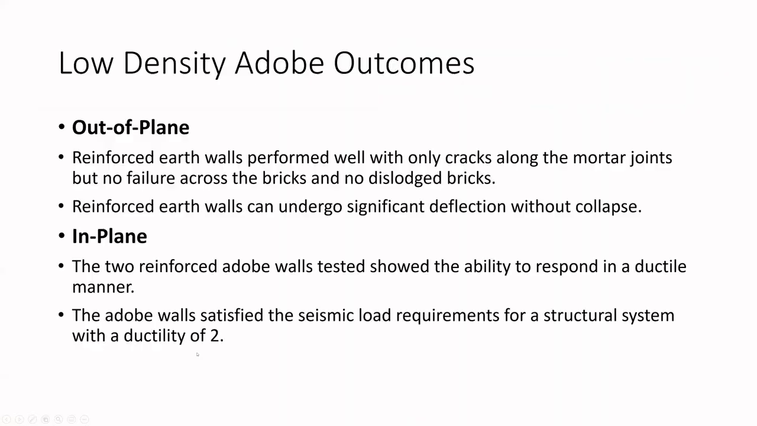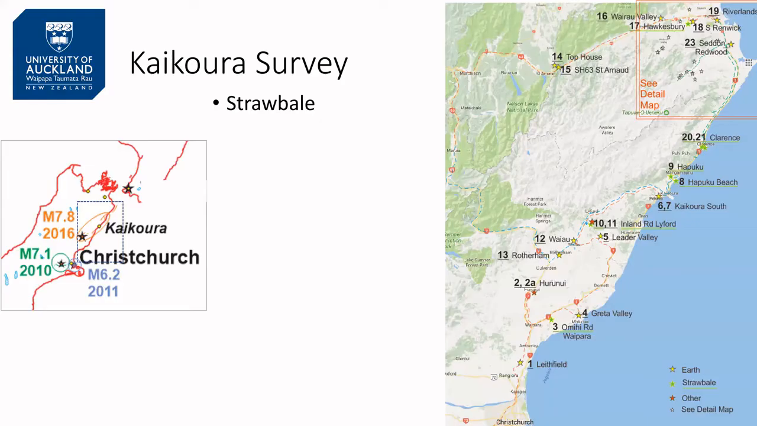So they performed well. We got cracks along the joints, no dislodged bricks, and can cope with a lot of deflection, and we're quite confident of life safety in terms of this light earth material. In plane, also ductile, we do have quite a lot of movement and we need to be keeping the serviceability requirements for distance under control.